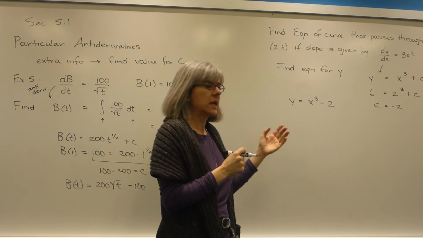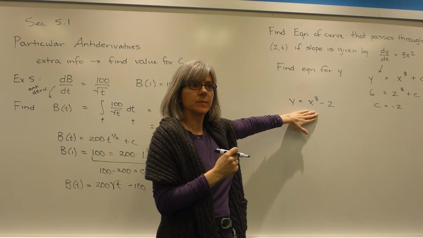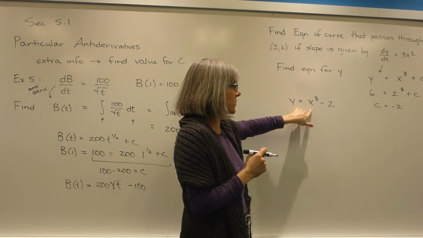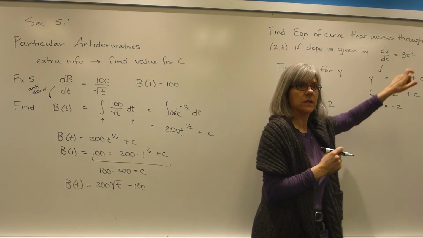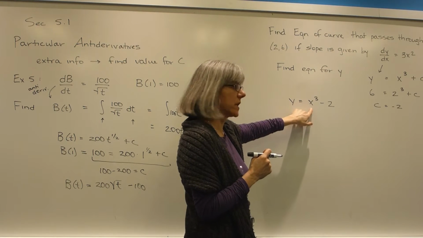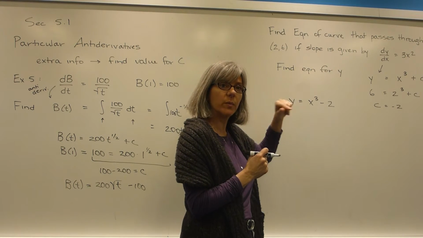Let's check our work. What is the slope of this function? Slope is given by what? Derivative. So if I take the derivative of this, I get dy/dx equals 3x squared. Correct. Does the point (2, 6) lie on this curve? If I put 2 in here for x, I get 8 minus 2 is 6. Yes. So you can always go back and check everything.